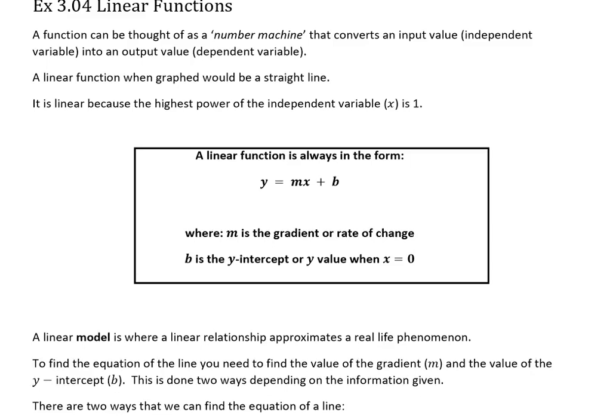We're looking at linear functions. Linear in this sense forms a straight line. If we graph these things, we get a straight line, and not a vertical line for that matter. A function is like a number machine. Numbers go in, numbers come out.